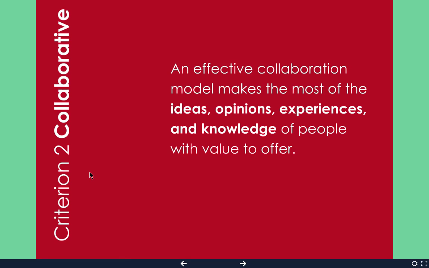And then, of course, when we talk about collaboration, there are some things that build into that collaboration. One, you're going to have ideas. The next is going to be opinions, experiences, and knowledge. And all of this, guess what? It occurs from other people. So, yes, that is how things get done.